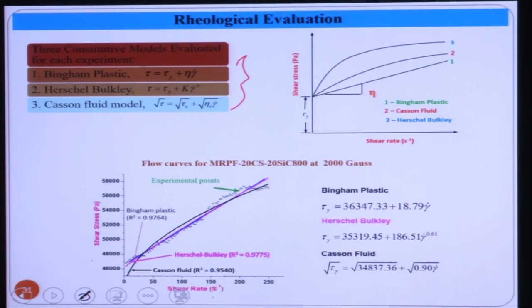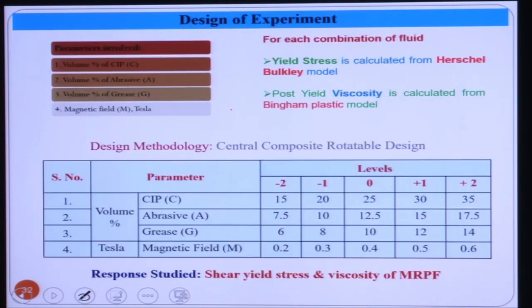After fitting, we calculated the R square value for all three equations, for the Herschel-Bulkley, Bingham plastic and Casson fluid models. A total of 30 experiments were carried out. We varied the CIP particle concentration from 15 to 35%, carbon nanoparticles, abrasive from 7.5 to 17.5%, grease from 6 to 14%, and magnetic field from 0.2 to 0.6 Tesla. So these are the four variables, and experiments were carried out using a central composite rotatable design. What we measured here is the yield stress and viscosity of this fluid.